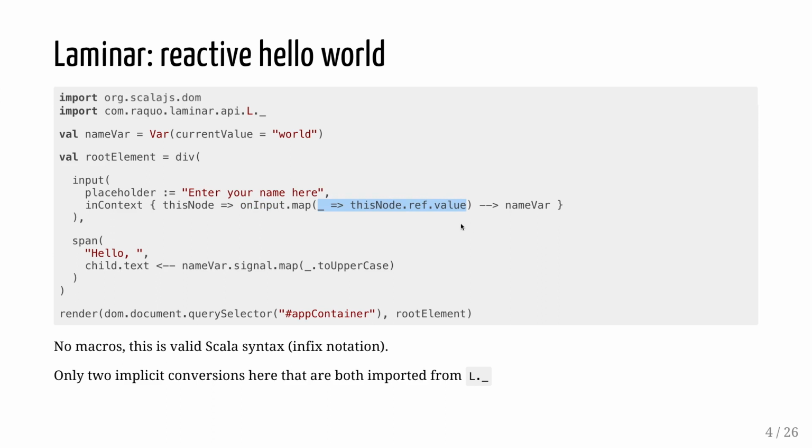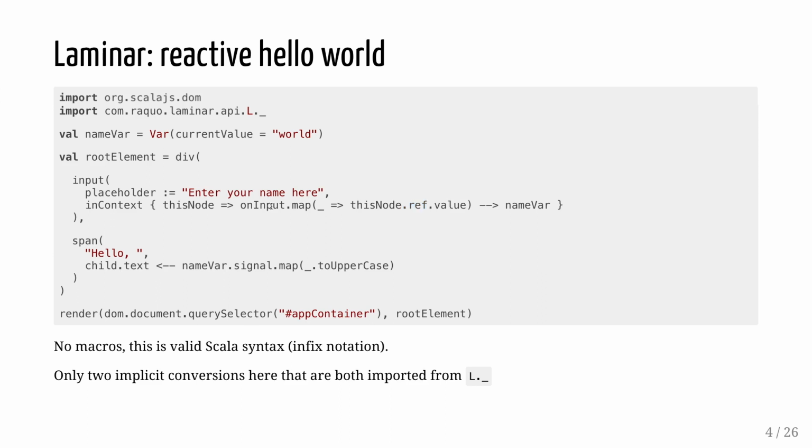of this input element. The unfamiliar thing here is inContext, and it's simply a wrapper that provides us with an easy reference to the input element that we've already created. And this node is this reference. This is the input element. So what we're doing is we're getting the Laminar element, calling .ref on it to get the underlying JS DOM element, and then calling .value, which is the JS DOM way of getting the text from an input element.